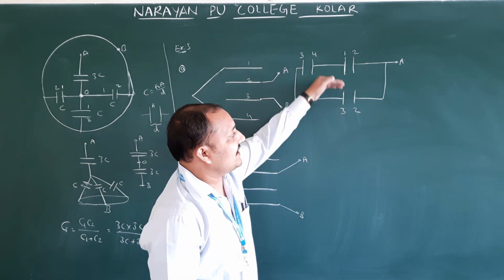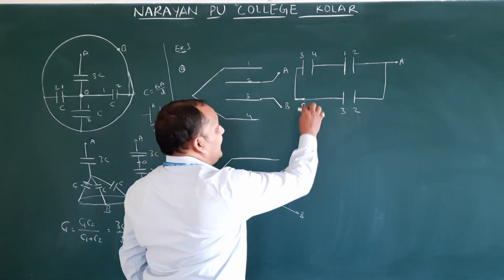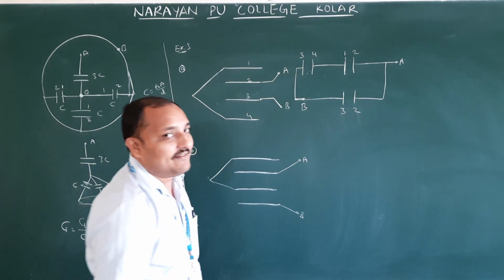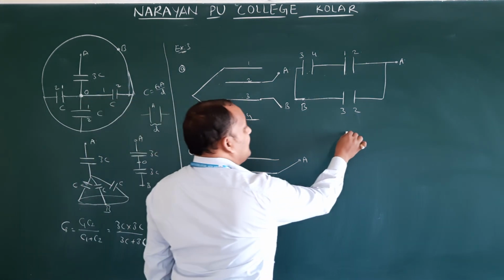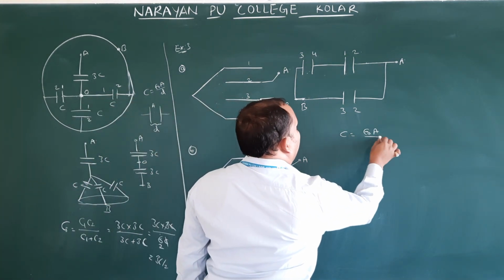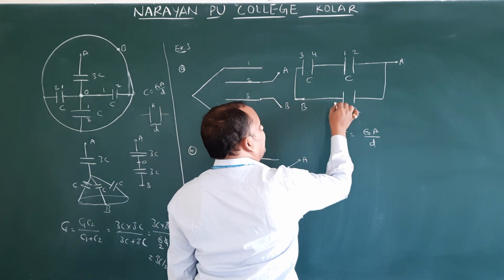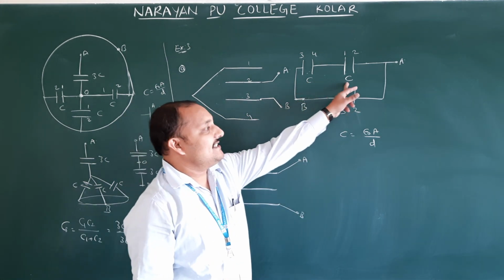Again, these two are connected in parallel. So first we will see this one. What is the resultant capacitor? All capacitors will have the same capacitance, that is nothing but C is equal to epsilon naught A by D. Assume this is C. So C and C in series.